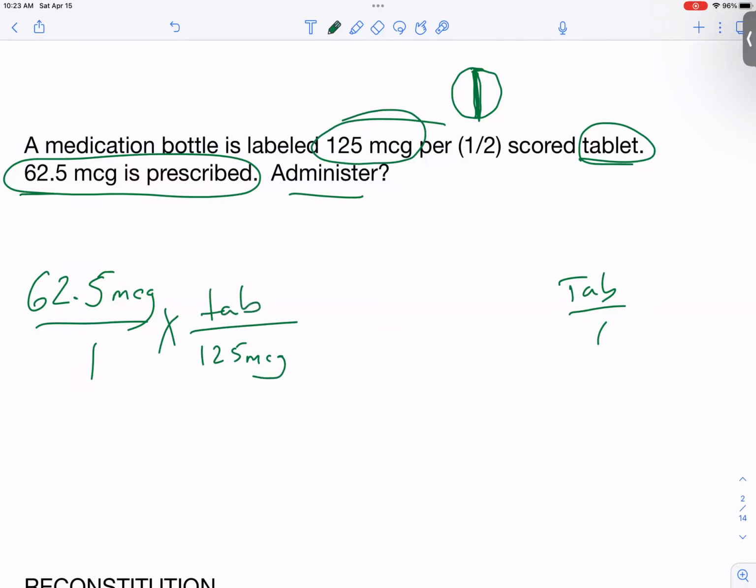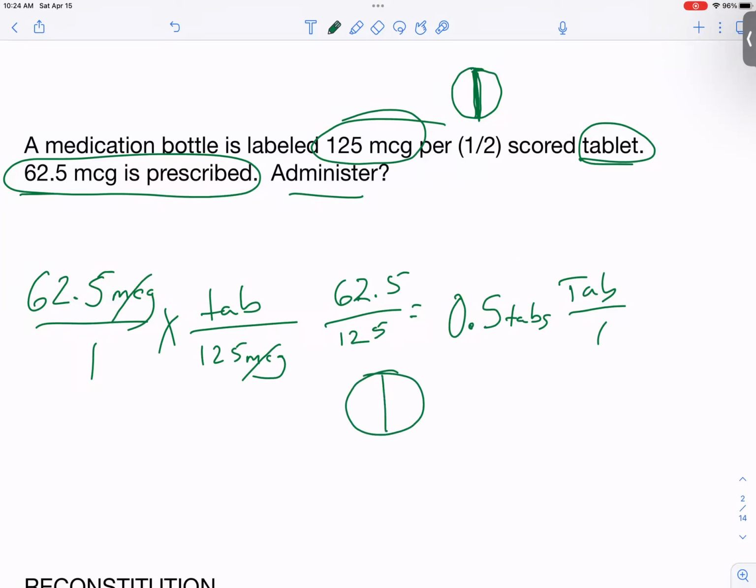All right. So when I cross off my unwanted, it's 62.5 times 125. And when I do the division, it'll give me 0.5 tabs. And basically that means I have a big pill sitting in my pill box, but I can snap it in half and I'm going to give the patient half of the pill. So I will accept 0.5 tablets or half a tablet. So I'm going to break my tablet in half and just give them half. Beautiful.